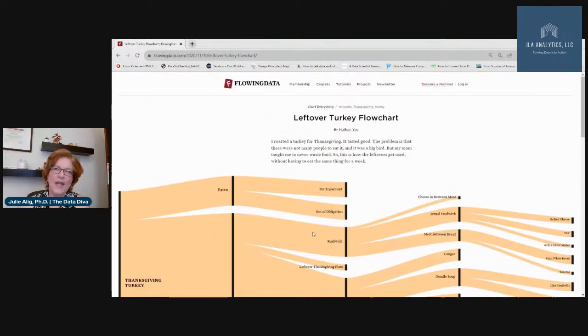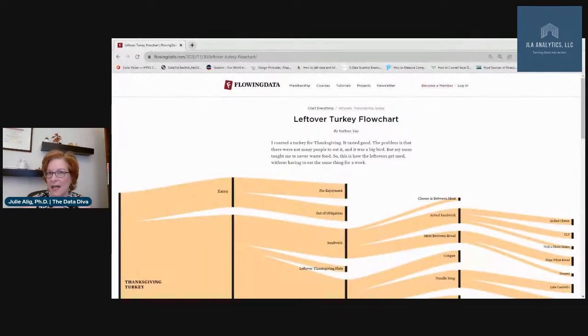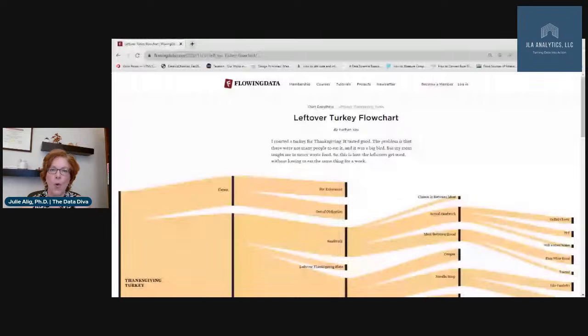There you go. Anyway, another idea for that basic concept of what a Sankey diagram is good for: the flow between different parts of a system, and how the whole of whatever they had left over for turkey gets broken down.